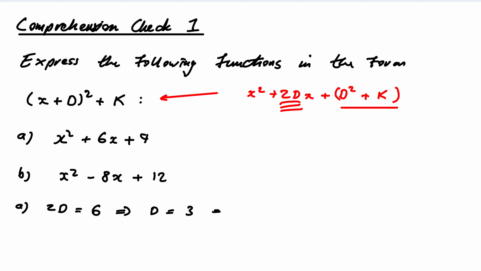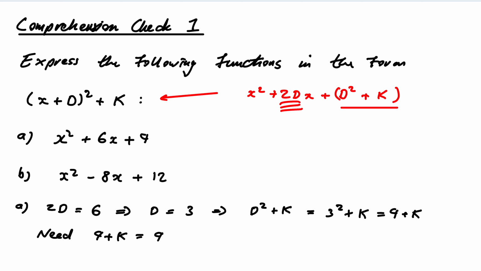So what would that imply? Well, now that would imply that d squared plus k, which is the thing I'm going to have to work out up here, is equal to 3 squared plus k. That's equal to 9 plus k. So what do we need? We need 9 plus k to be equal to 9. That's this guy.